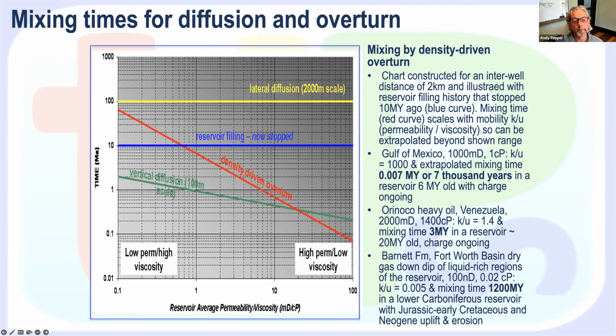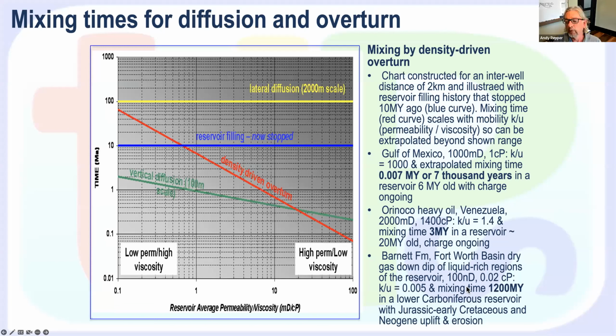In the Gulf of Mexico, something like the Mars field would overturn in 7,000 years. It's got high permeability and good viscosity. What about something like the Noco heavy oil? Well, that's got great permeability, but tremendously high viscosity. So the overturning time in that would be 3 million years. The reservoir has probably been filling for 20 million years, so that's probably in a partial state of overturn.